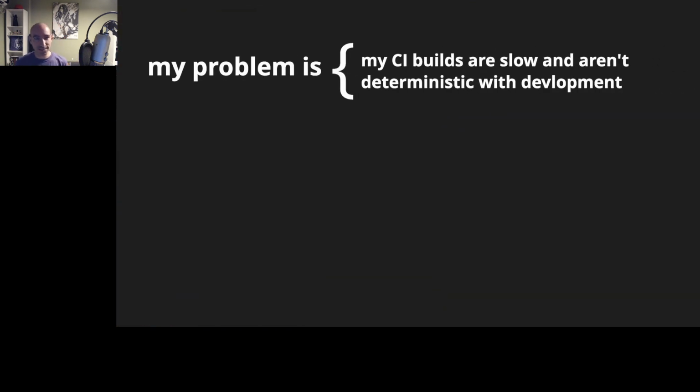So first of all, let's say my problem is my CI builds are slow and aren't deterministic with my development and so on. What that means is when you run an install on CI, even if it has a lock file, it may have different results in the dependencies that it actually pulls.